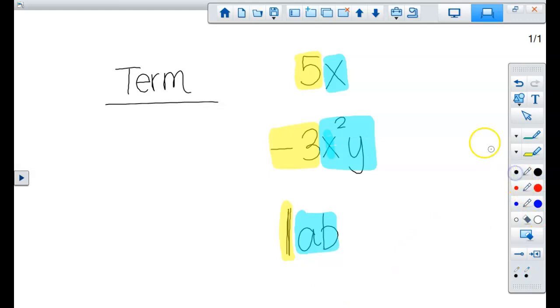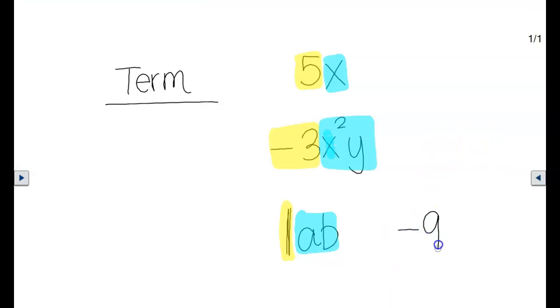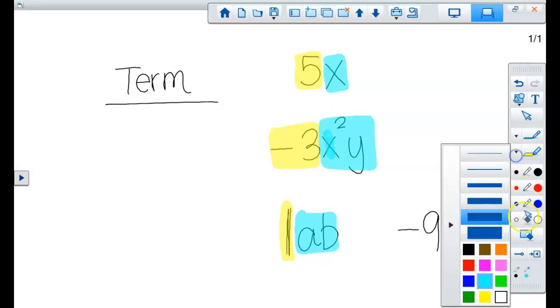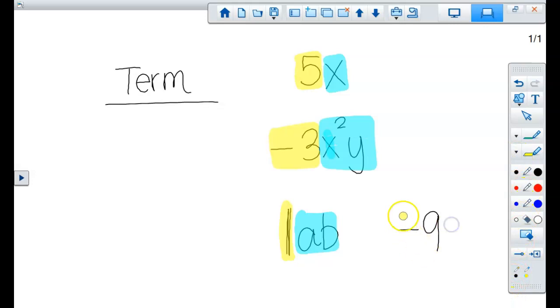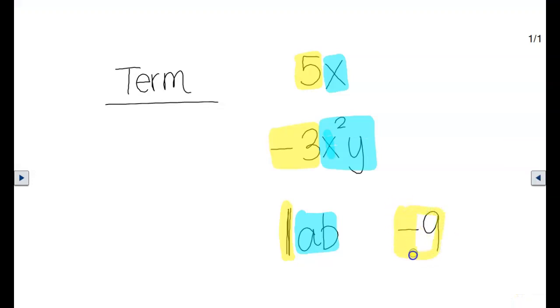And then one last one, let's say that I have -9. Remember, that is also a term even though it's missing the variable part. The coefficient would be the -9. And then it just simply doesn't have a variable part. It doesn't have a last name. So all of these are examples of terms.